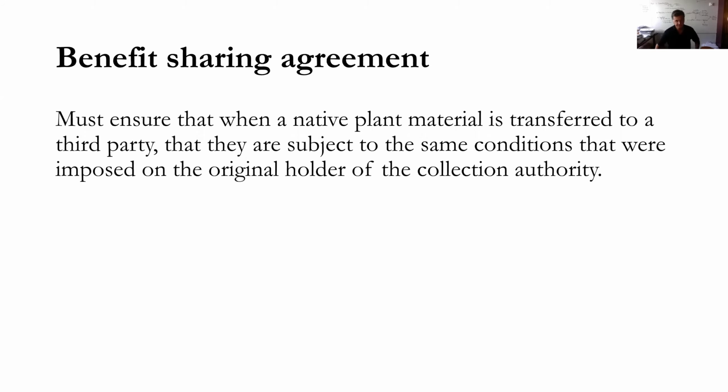So this would mean that if I was to enter into a benefit sharing agreement with the state to collect macadamia from in and around Gympie, I made a commitment that if I transferred that plant material to a macadamia company in Hawaii, I would ensure that the American company complied with all the obligations and promises that I had agreed to going forward.